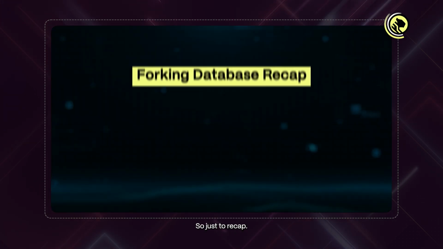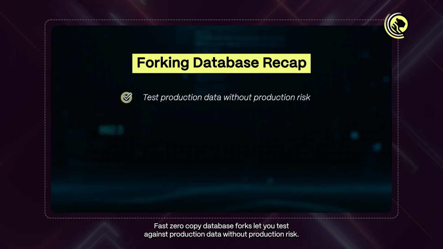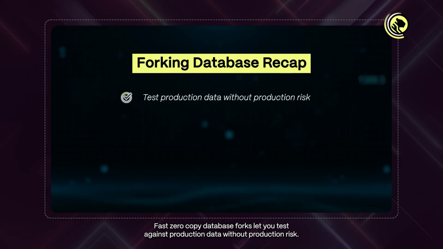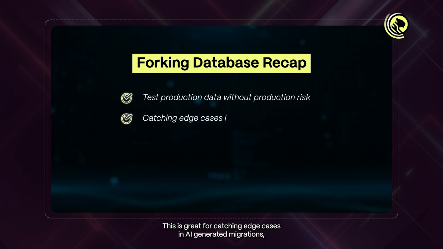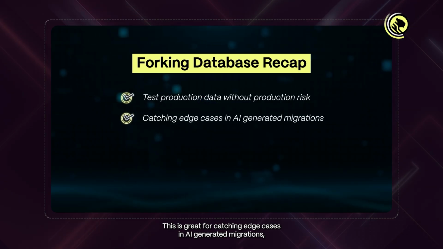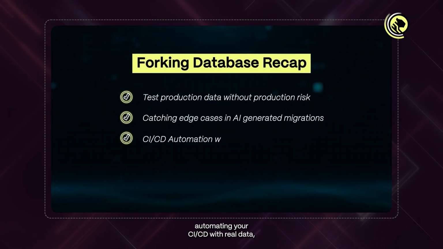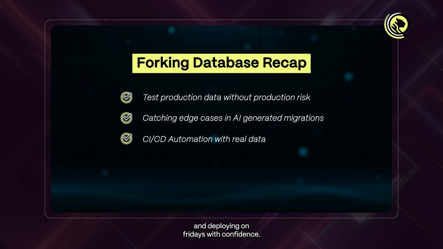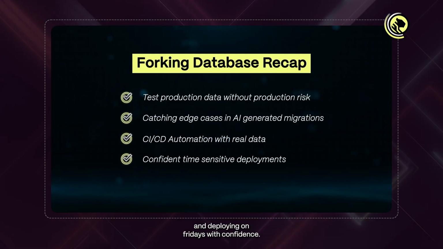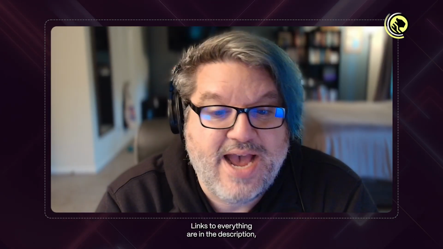So just to recap, fast zero-copy database forks let you test against production data without production risk. This is great for catching edge cases in AI-generated migrations, automating your CI/CD with real data, and deploying on Fridays with confidence. Links to everything are in the description: the Tiger CLI, the GitHub Action, and the docs. So go break some databases safely.